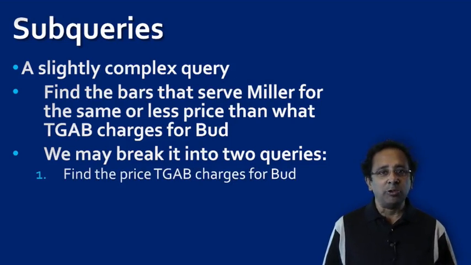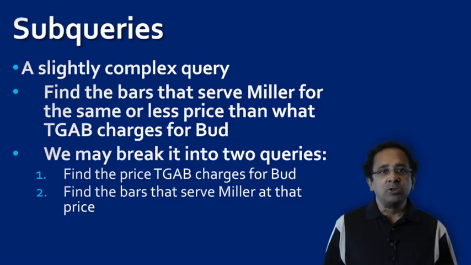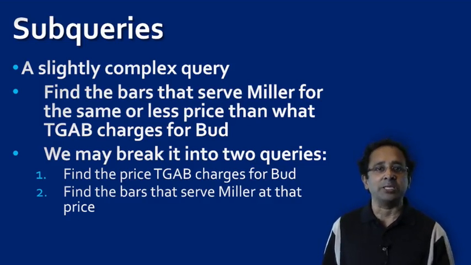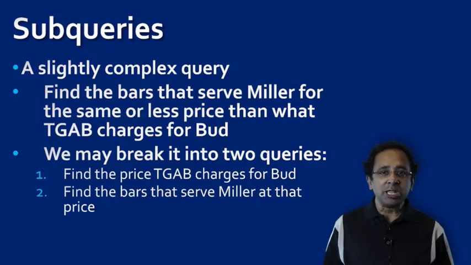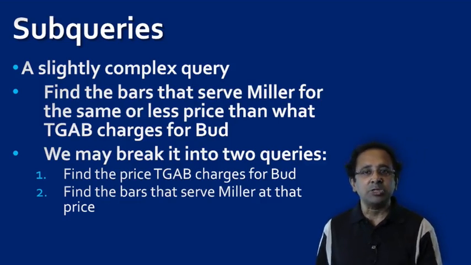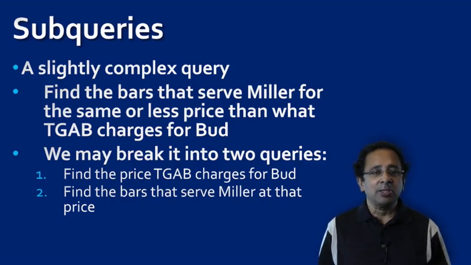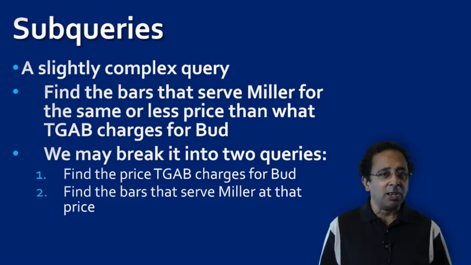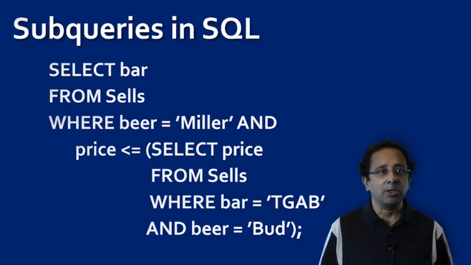First, we will find this unknown price, and then we'll use that price to find the bars that would sell Miller for the same price or better price. Now, this is a classic situation where the result from the first part of the query should be fed as a parameter to the second query. This situation is called a subquery. We write this in SQL as shown in the slide here.